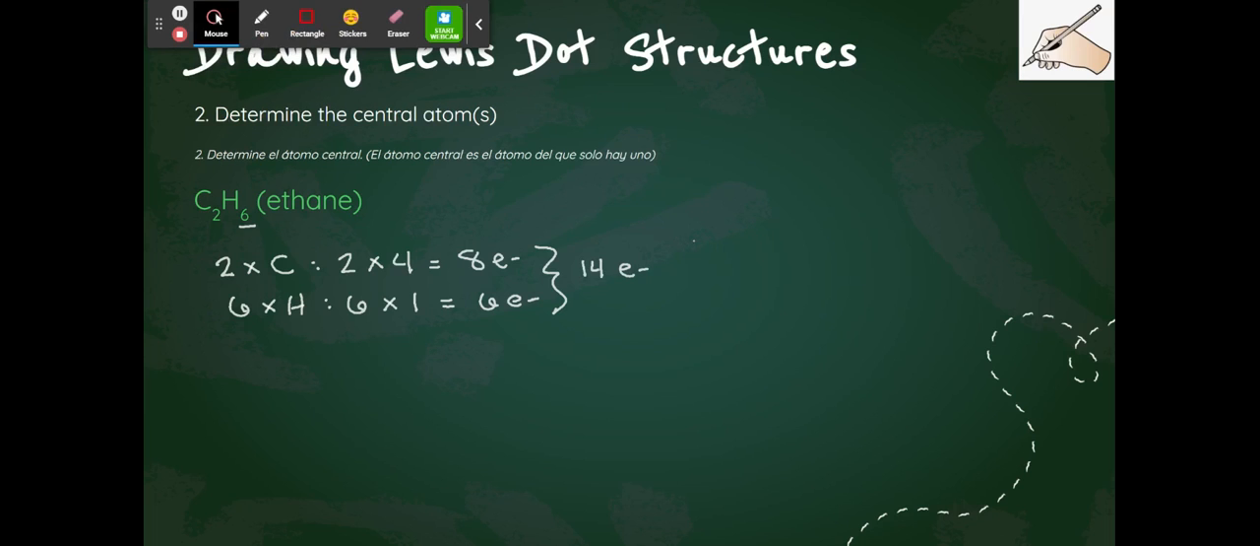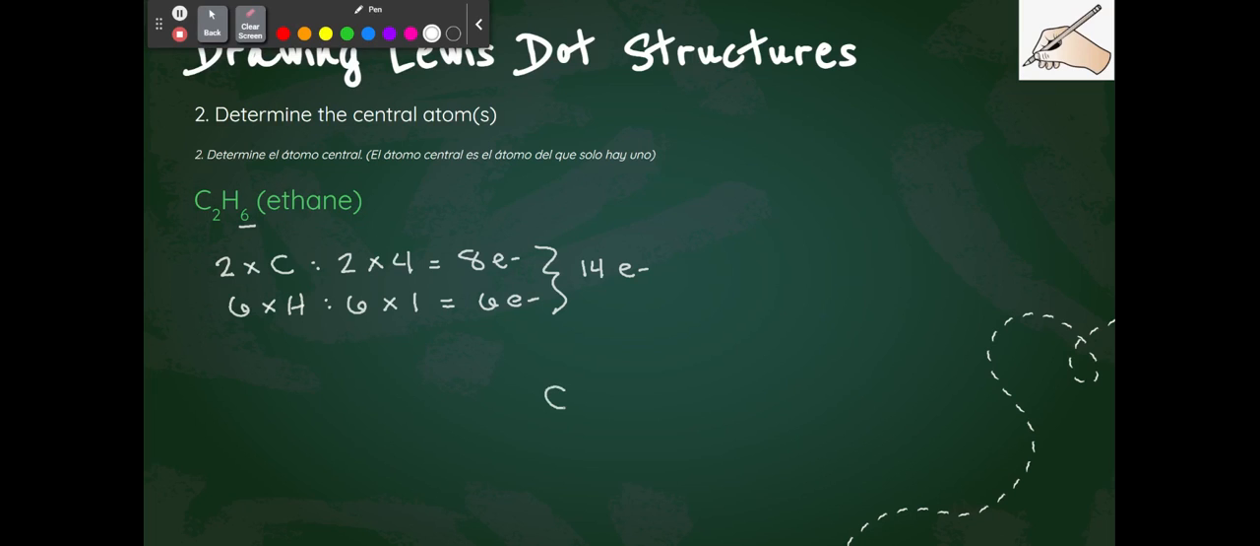Step number 2 is determining the central atom. So this one's a little bit trickier because we don't just have one atom of one type of element in this compound, but what we do have is significantly fewer carbons than hydrogens. And we also know that carbon is capable of making more bonds than hydrogen because carbon will satisfy the octet rule. Hydrogen only likes to have 2 valence electrons. So hydrogen can only ever make 1 bond.